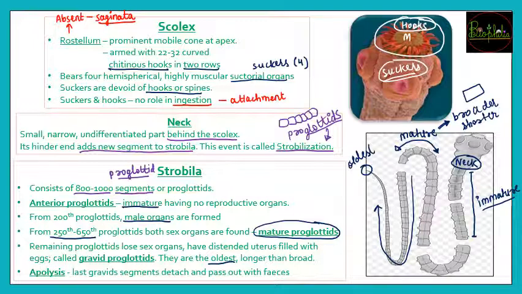oldest, and these oldest are nothing but called gravid proglottids, which are going to be longer. How will they be? They will be longer and narrower. So they will not have breadth, they will only be long, providing the length. And very important about these oldest gravid proglottids, since they are very old, these are going to lose their sex organs, and when they lose their sex organs, they will have their uterus descended.